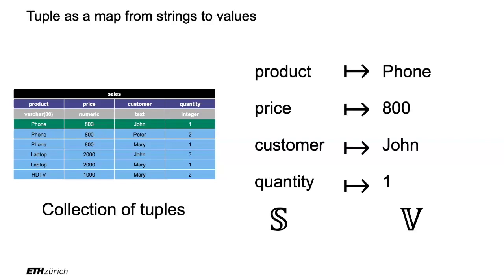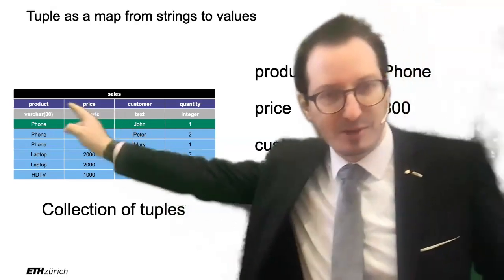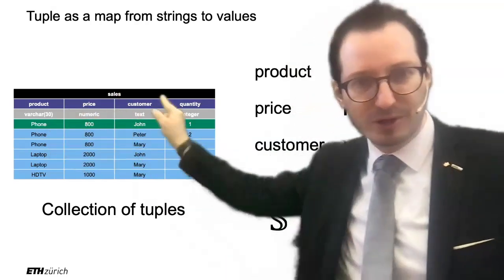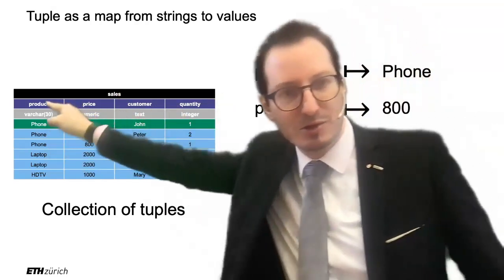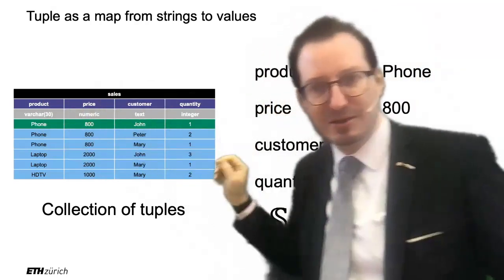A table you can see as a collection of rows, right? If you have a collection of people, one person on every row. So a table is a collection of rows. An alternate terminology is collection of tuples, right? Every record in my table is a tuple. Now, if I take one tuple, one row, I marked it in green in here, phone 800, John 1. What is that mathematically? Well, mathematically, it's a function, a partial function, a mapping that maps product to phone, price to 800, customer to John, and quantity 1, right? It's just the header. The product is a phone, the price is 800, and so on.